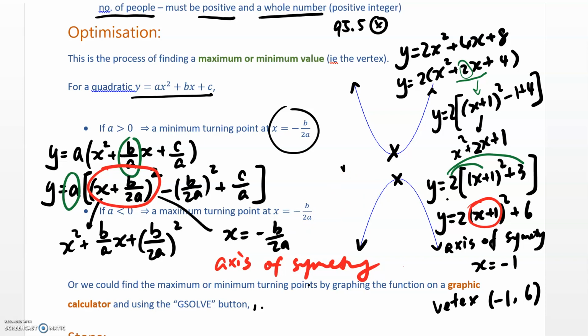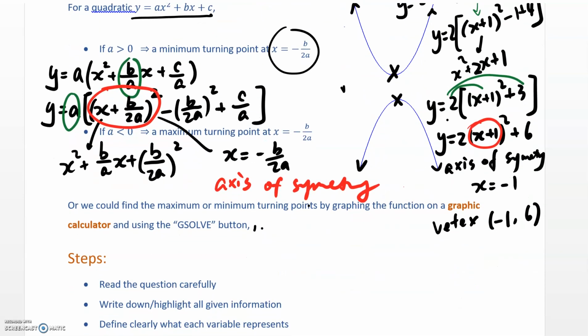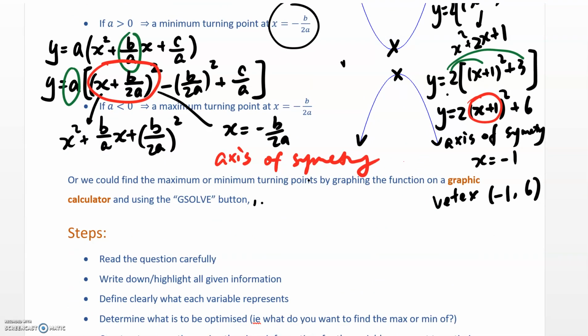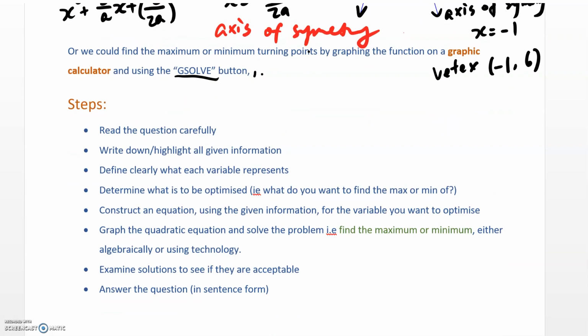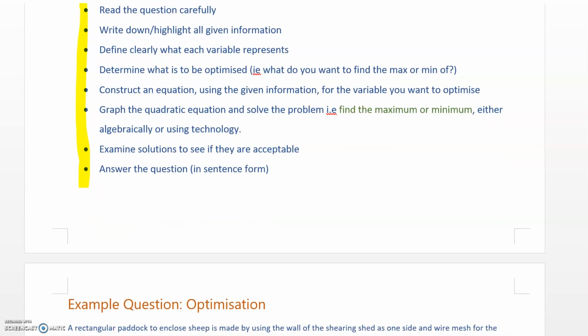Right, so if you understand this, could we find the maximum or minimum turning point by graphing this function on graphic calculator too, by using the G-solve button? So you can actually use the graphic calculator, which I have already given you instruction in the previous video, so you could have a look at that. I've listed some steps for you to follow, which I'm not going to go in detail with. You could actually read through yourself. And then in the next video, I'm just gonna do some example question, okay?